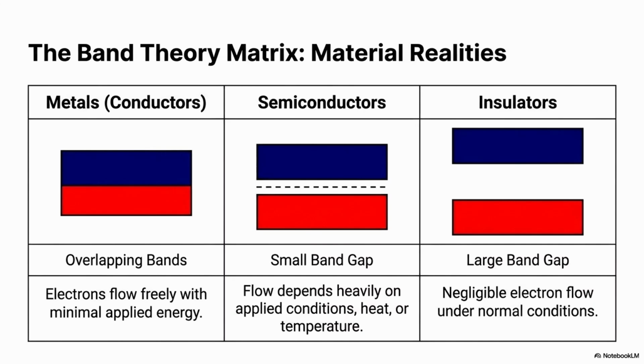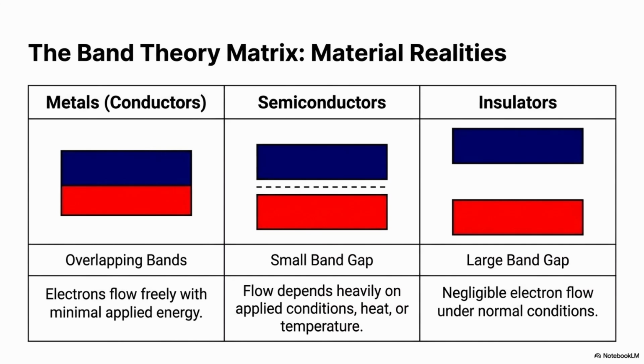The source divides this into three categories. First, you have metals. Like copper. Right. In metals, the energy bands where electrons normally live overlap directly with the conduction bands where electrons are free to move. So the door is just permanently open. Exactly. Electrons can wander freely through the lattice with almost no applied energy.